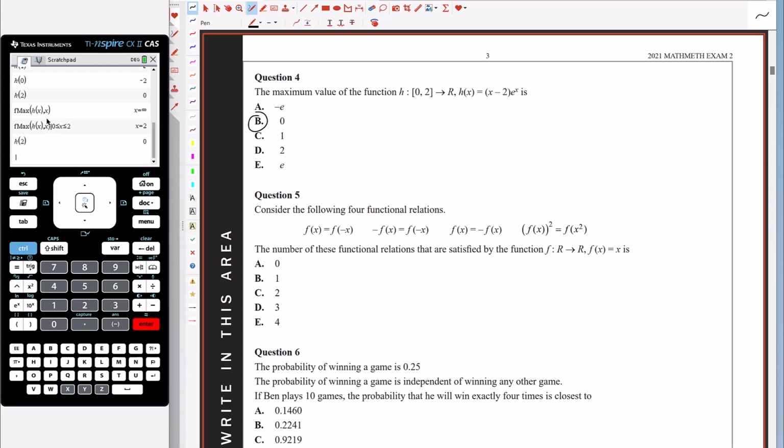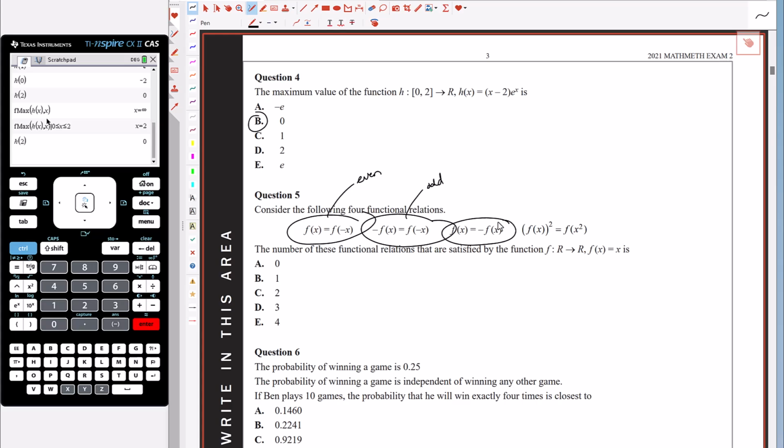Okay, so question 5, consider the following 4 functional relations. Okay, so f of x equals f of negative x, so that's an even function. Negative f of x equals f of negative x, that's an odd function. That f of x equals negative f of x, it just means that if you were to reflect the graph in the x-axis, it's still the same graph, so that means it's symmetric about the x-axis.